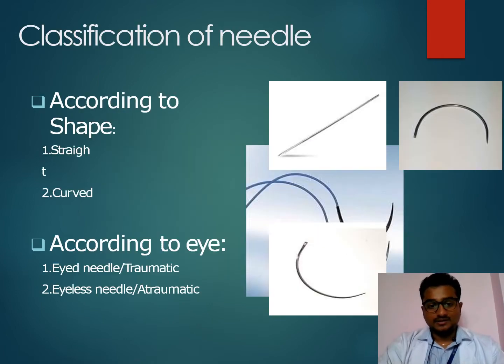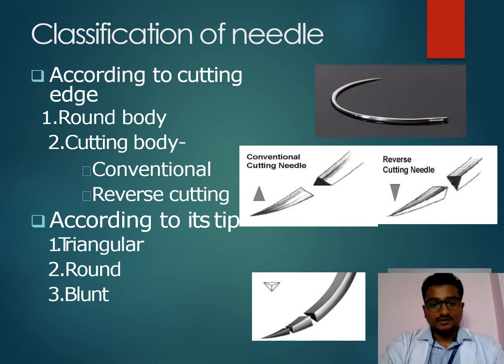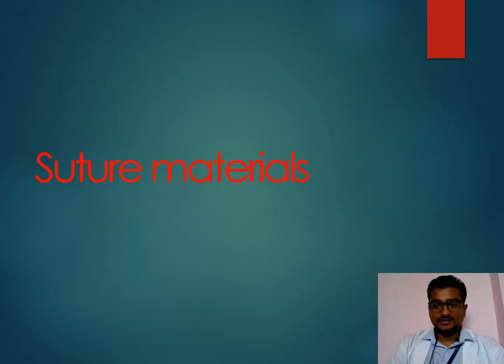Classification of a suture needle. According to shape: straight or curved. According to eye: eyed needle or traumatic, eyeless needle or atraumatic. According to cutting end: round body or cutting body. Cutting body is further divided into conventional or reverse cutting. According to its tip: triangular, round, or blunt.